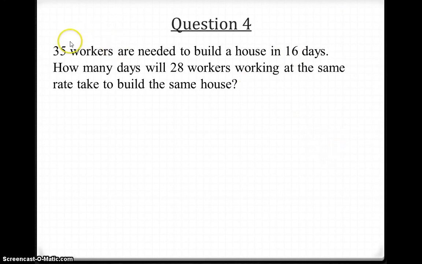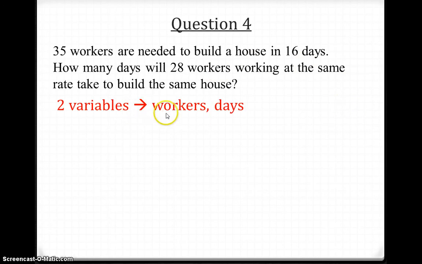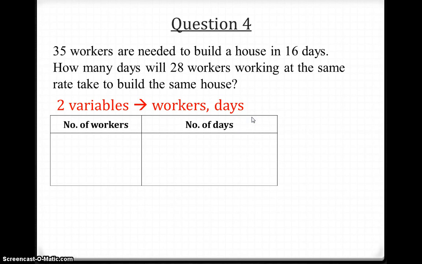We need to know if number of workers decrease, does the number of days increase or decrease? Inverse proportion? Yes, if you have less workers means you need more days. So this is inverse proportion. Okay, we have two variables here, number of workers and the number of days. So we need the table of two columns. 35 workers will take 16 days. So we need to find for 28 workers, how many days will they take?